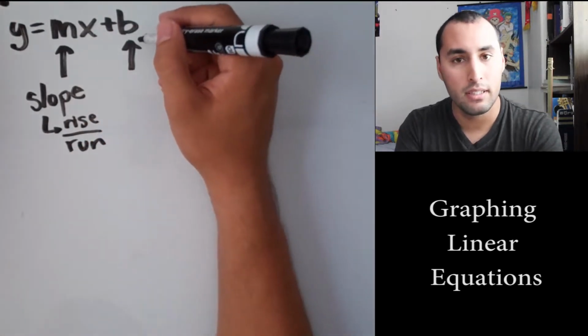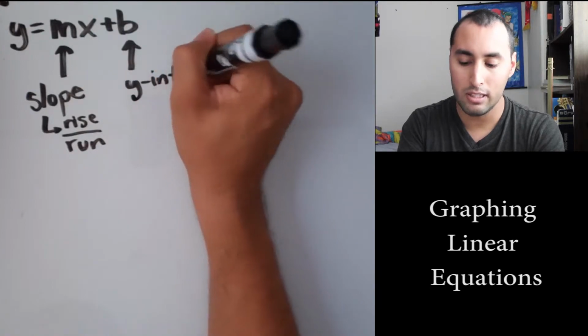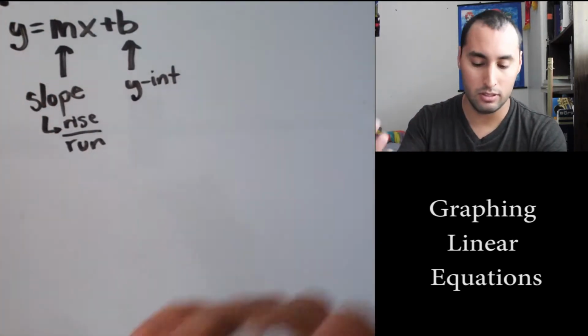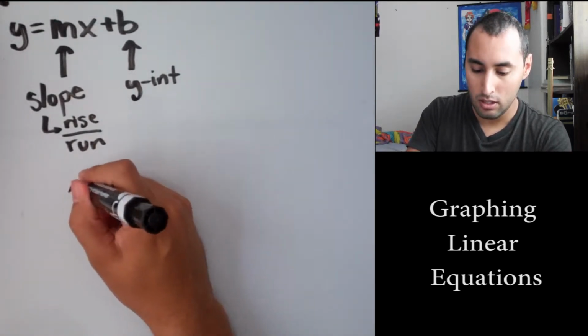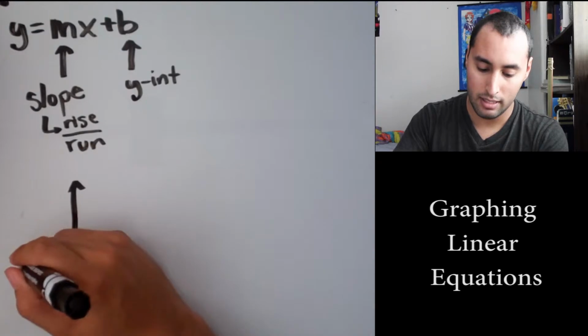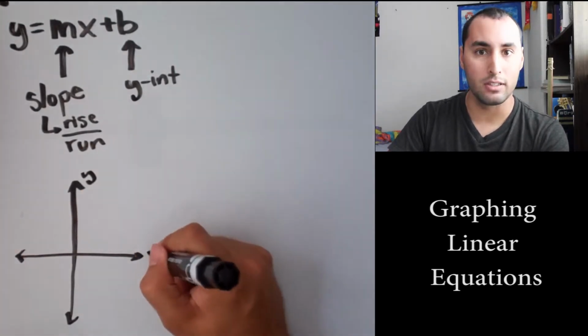Alright, now b stands for your y-intercept. Okay, and y-intercept means where does this line cross the y-axis? Okay, so I'm going to draw an x and y-axis. So here's our y-axis, and this is our x-axis. We have y over here and x over here.